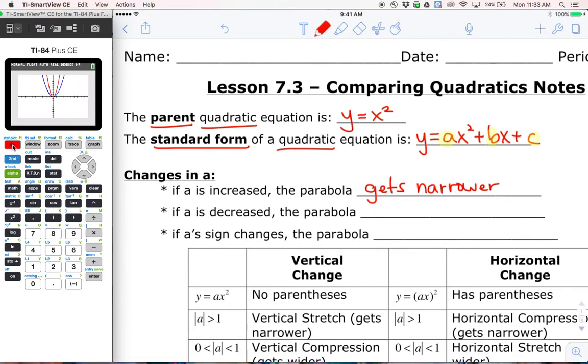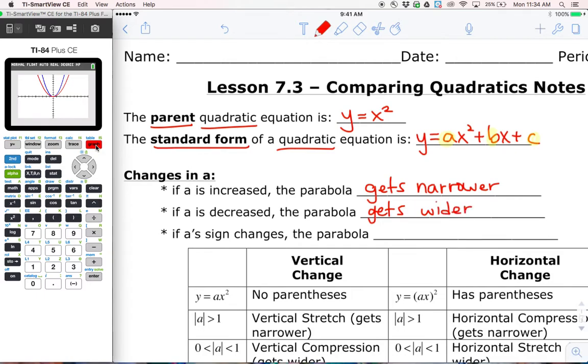If we decrease a, if we make a smaller than the original, so smaller than 1, let's say 0.5 x squared, then let's see what our graph looks like. 0.5 x squared, here's my original x squared, and here's 0.5 x squared. Okay, we can see that if we make a smaller, the parabola gets wider.